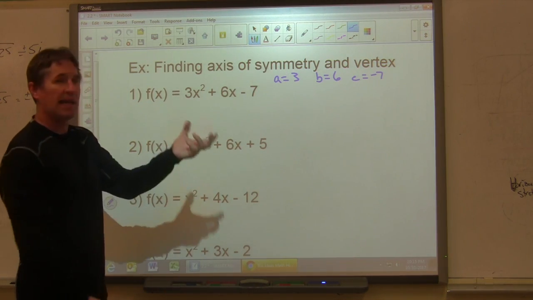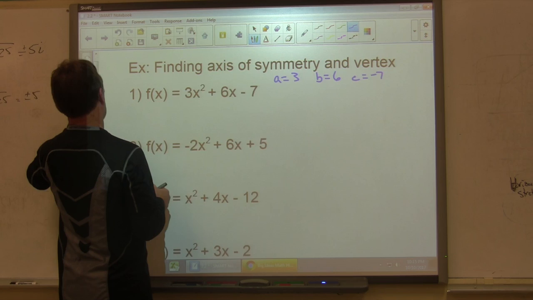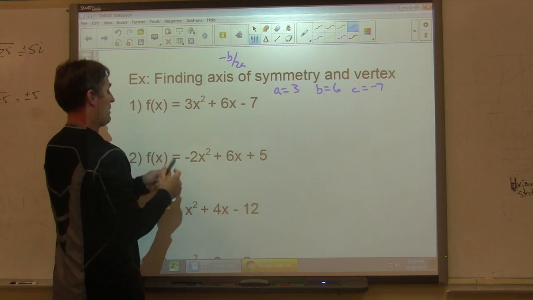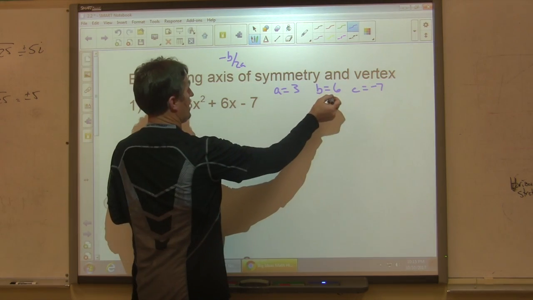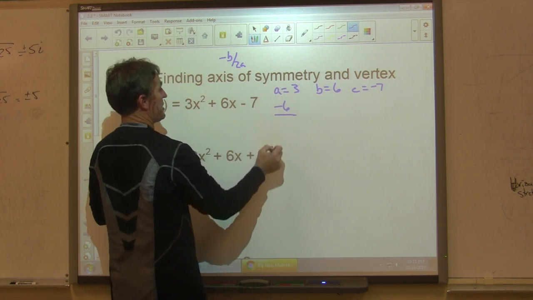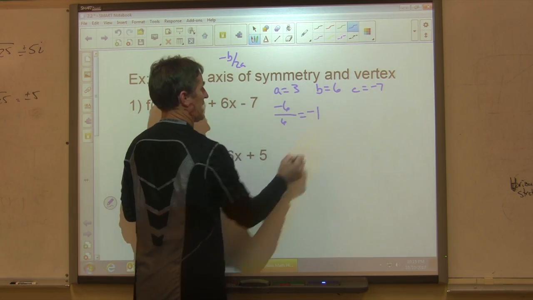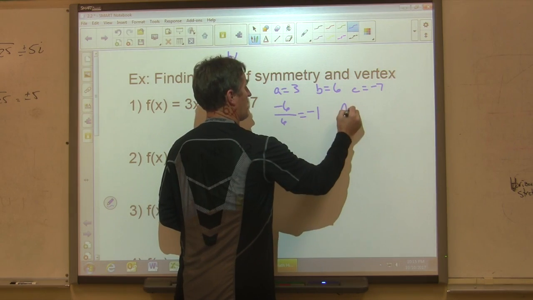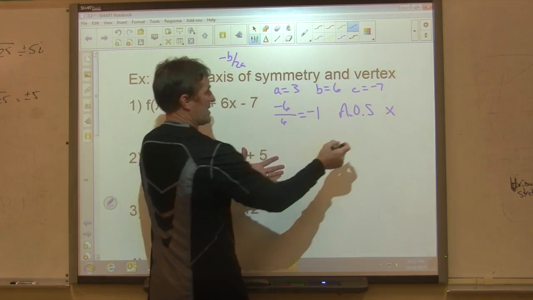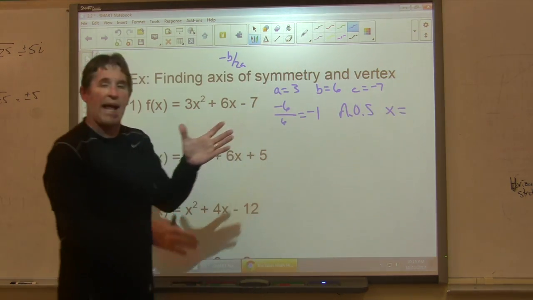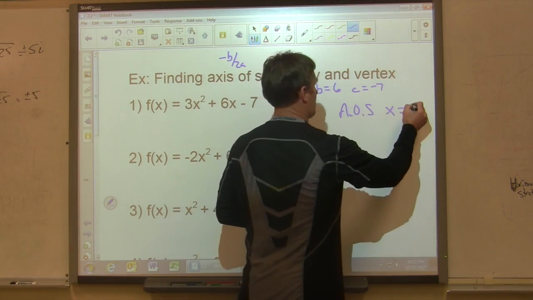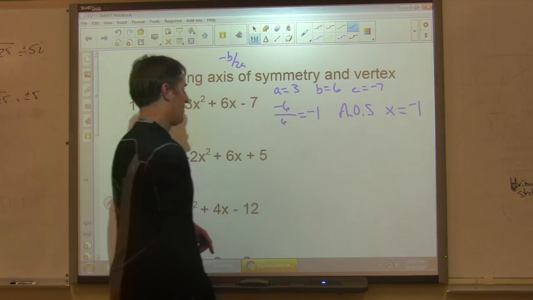So now we're going to find the axis of symmetry. And remember, the axis of symmetry is negative b over 2a. I take the opposite of b, so that would be negative 6, divided by 2 times 3, which would be 6. And so that's negative 1. And again, I'm just going to abbreviate that. The axis of symmetry is, and you always want to put x with this, x equals, because remember that axis of symmetry is a line at the value of x. So in this case, our axis of symmetry is negative 1.